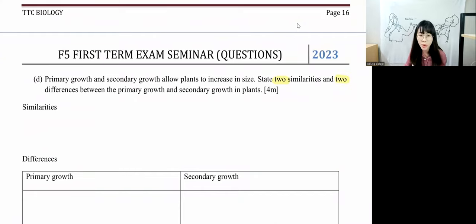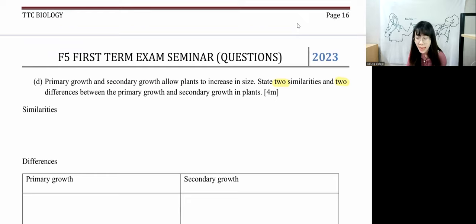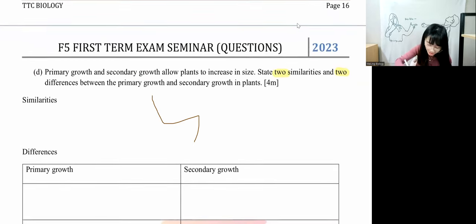So what is the similarity between primary growth and secondary growth? Actually, just now we wrote about the differences already. Just write two similarities. Involve mitosis, correct? What else besides involve mitosis? Increases the size of plant permanently, correct? You cannot write happens in living organism, because everything happens in living organism. But we can write this answer: it happens in non-woody plant as well.